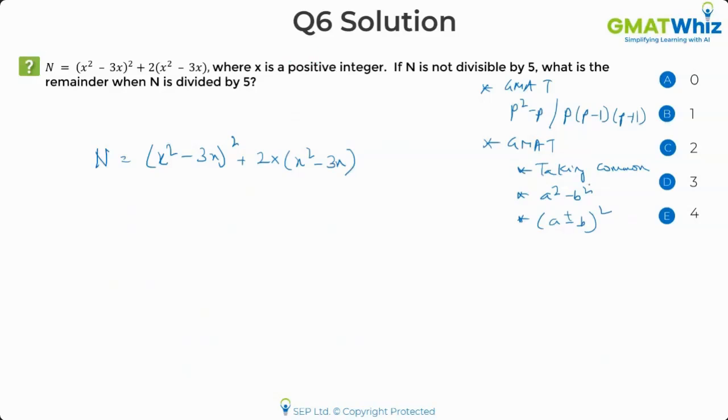So what you can do is think, okay, can I take anything common and see if something can work? Or can I use a squared minus b squared or a plus b whole square? So can something like this work? Now in this case, it's very clear that x squared minus 3x is present in both of them. So you can take x squared minus 3x common. If you take x squared minus 3x common from the first expression, you'll be left with x squared minus 3x. And from this expression, if you take x squared minus 3x common, you'll be left with 2. I hope this part is perfectly clear.